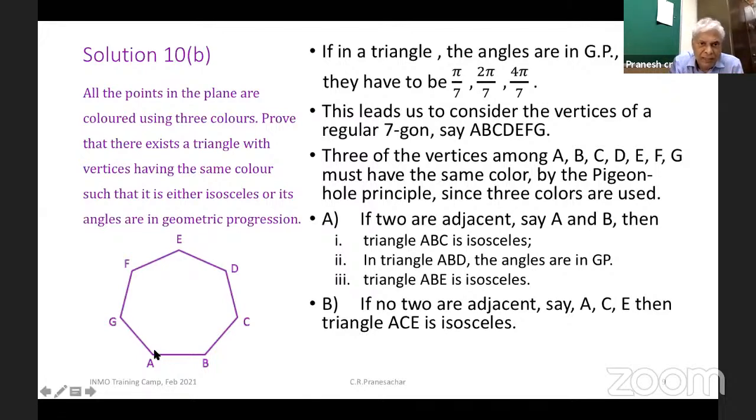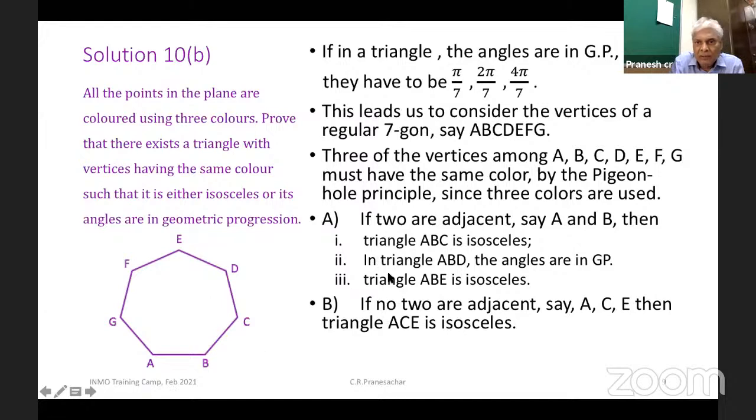If, for example, you take AD, then you have to take F because no 2 are adjacent. Then in that case, AF will be equal to FD. So you see that there is just one case here. AC is the only essential case.